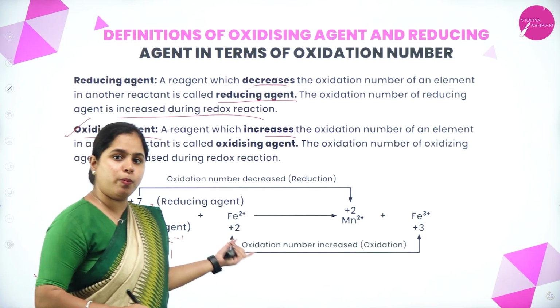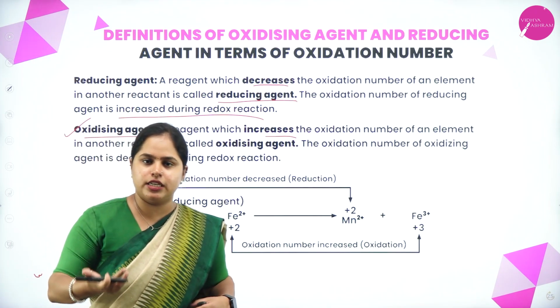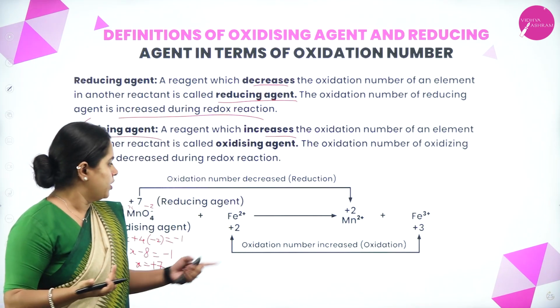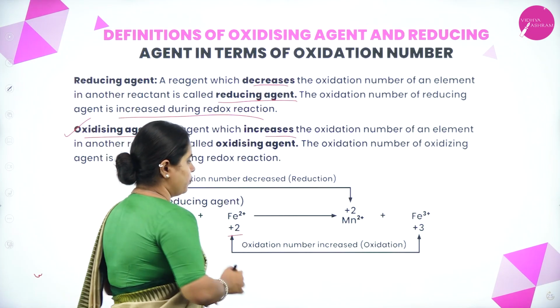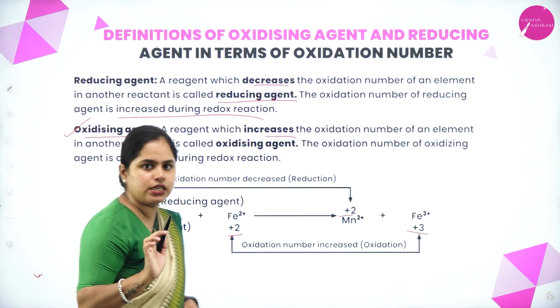Now it is Fe2+ here already. Whatever is the charge on the ion, that will be the oxidation number. We have studied this in the rules. So the oxidation number here is +2. And Mn2+ again it is +2. Fe3+ it is +3. So the oxidation numbers are clear.